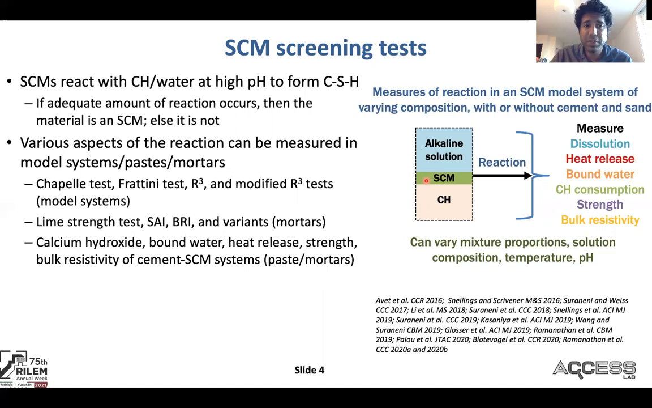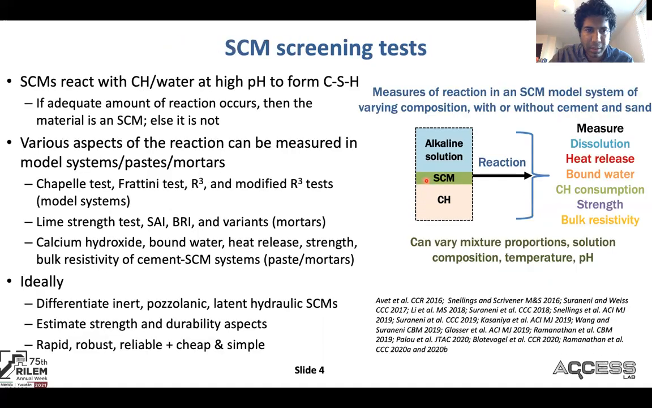Regardless, whichever system you choose, it's really important that, ideally, all of these tests that you're working on, you want them to differentiate inert, pozzolanic, and latent hydraulic SCMs, give you some estimate of strength and durability, and be rapid, robust, reliable, cheap, and simple.